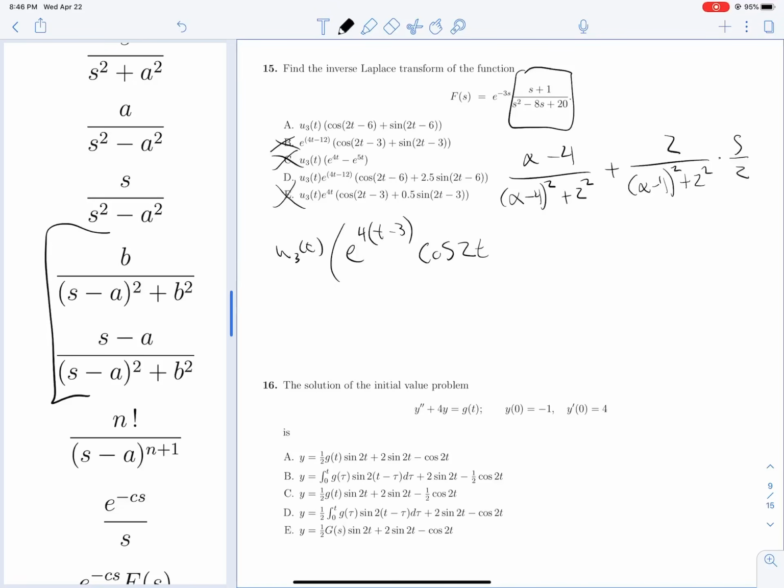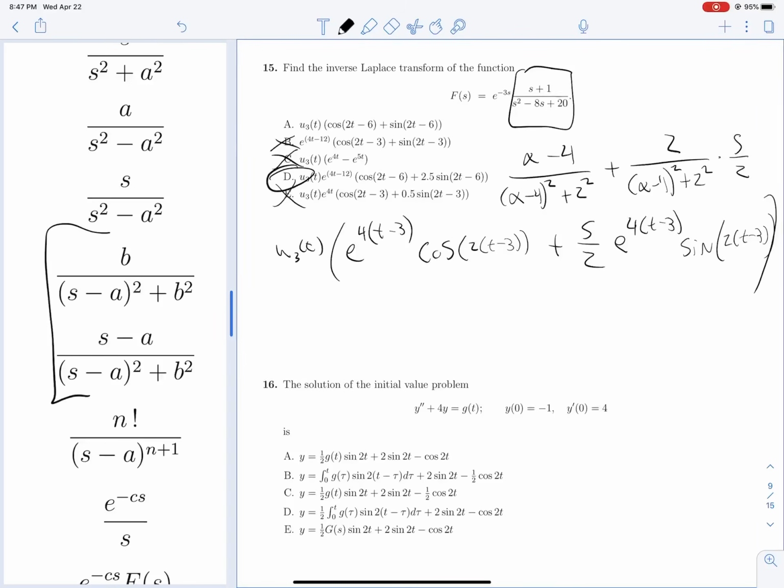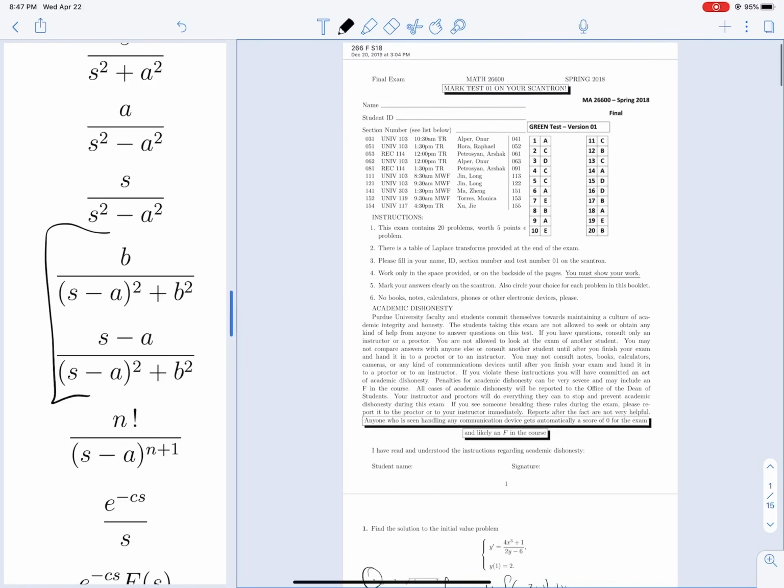cosine of 2t, but instead of t, we're writing 2t minus 3. And then we are adding 5/2, which is just the factor that we had to pull out here, e to the 4 t minus 3 sine of 2t minus 3, and, forgot a parenthesis, that should be good, and we'll see that evaluates pretty nicely to answer D for 15.